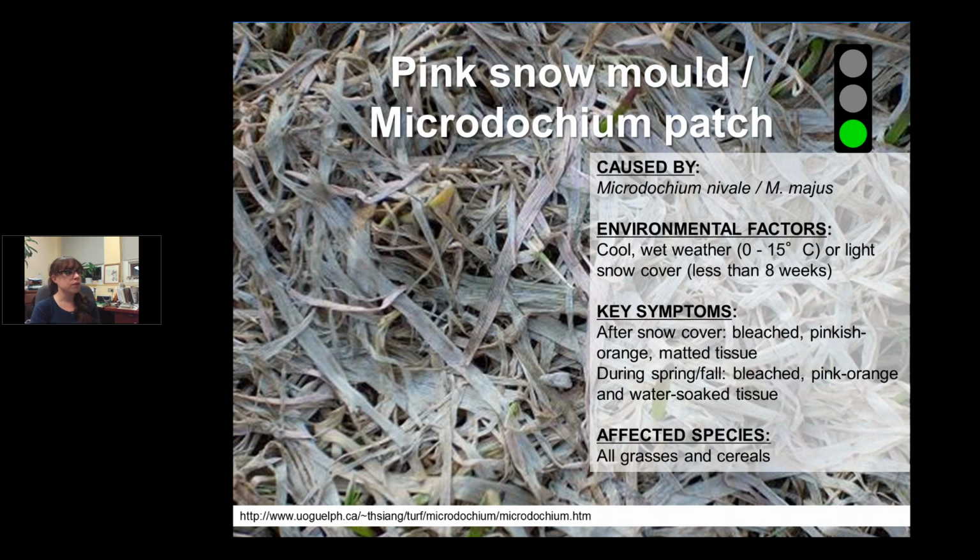So anytime you have cool, rainy weather, like 10 degrees, 15 degrees, you can see this fungus start to take hold. And the problem is that if you see a lot of it in the fall, it's just waiting to cause severe damage during the winter under the snow. So when you see it, it's important to do whatever you can to minimize the amount of lush green growth that you're allowing that plant to go into the winter with, to minimize the amount of damage this fungus is able to do while you're unable to act on it.